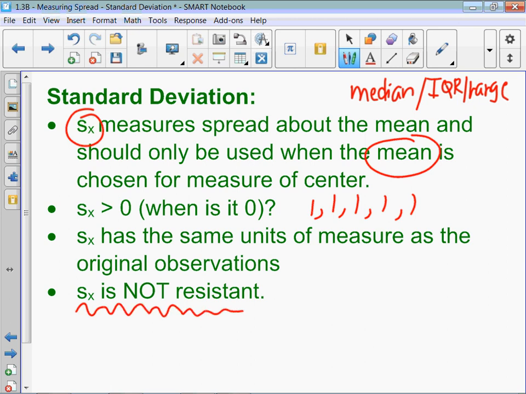When we're talking about resistant, we're talking about extreme outliers, all right? So we have crazy cat lady that has like 50 cats, right? Is that going to change our spread? Yeah, the average spread is drastically going to increase because of crazy cat lady, okay? So it is not resistant. What is resistant is definitely IQR, not range though, okay? But IQR is.